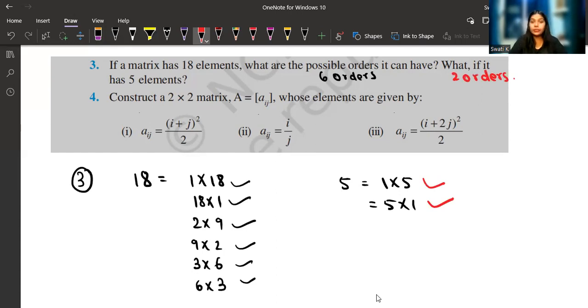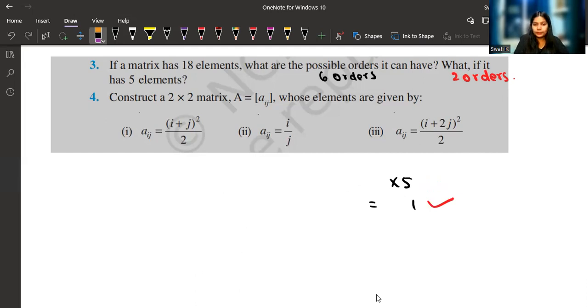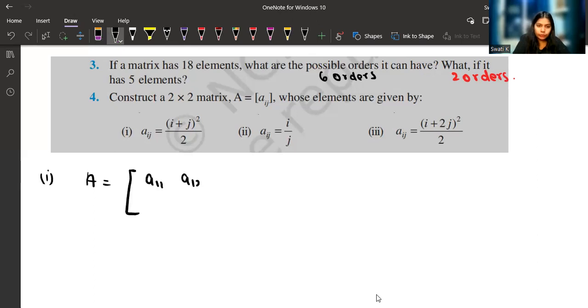So the fourth question, we need to construct a 2 by 2 matrix, where A is in the form of Aij, whose elements are given by this. Now this will take time. So what I'll do, I'm going to erase this because I have already written the answer in the question, 6 orders and 2 orders. So let me erase this so that I can do this question properly. So let's start with the first question. We need to construct a 2 by 2 matrix. That means this will be A11, A12, A21, A22, right?